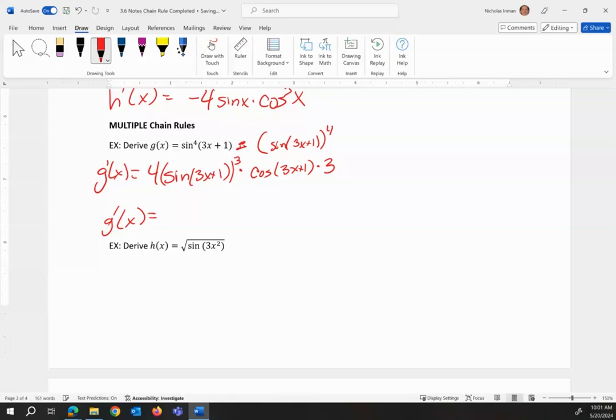All right, so our total derivative, I see on the outside a 3 and a 4, that will be a 12. This cube can kind of go on the side. And there we go. We've got 12 sine cubed 3x plus 1 times cosine of 3x plus 1.